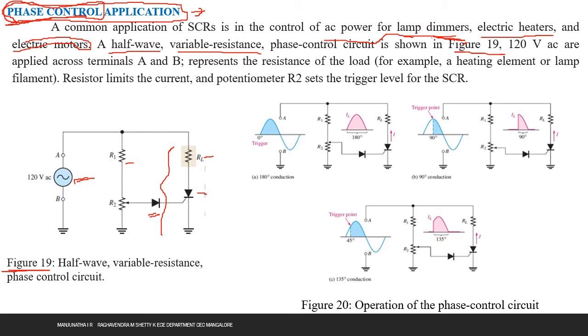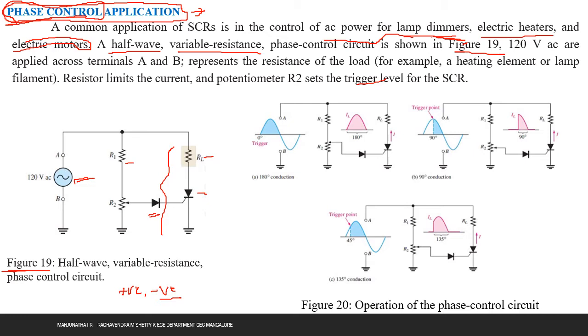So we know the forward bias condition and the reverse bias condition. In forward biased condition, it is going to conduct only the positive half cycle, and in the reverse biased condition, it is going to conduct only the negative half cycle. So for example, here it is applied across the terminals A and B.